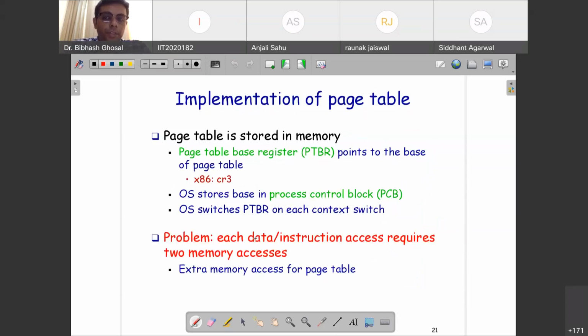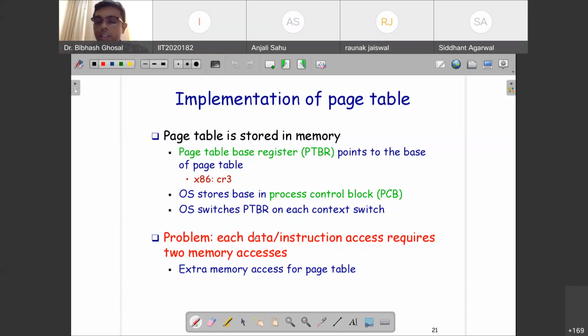Implementation of a page table. This is important. As you know, the page table is the most important data structure that contains every information about the page map. Where do we store page tables? Page table is a data structure, it's a table. So where do we store this table? We store it in the physical memory. We don't have any other space. So the page table is also stored in the physical memory.